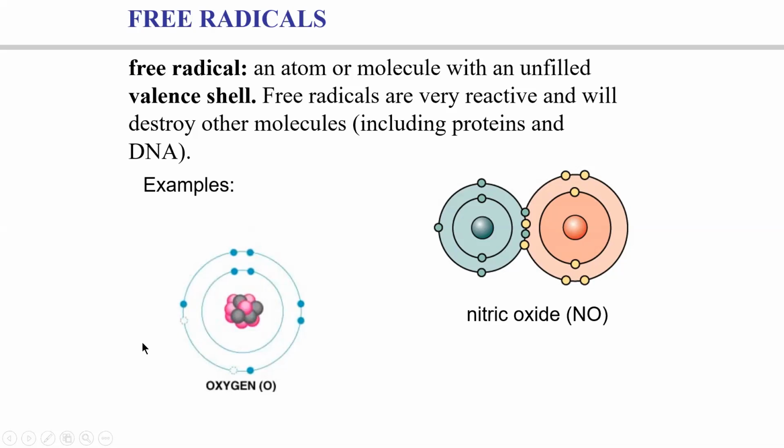So they'll pull electrons from anywhere they can find. When they pull electrons out of molecules, such as proteins and DNA, they can damage those molecules. Here's an example of an oxygen atom that's a free radical. Here's an example of a compound or a molecule with a covalent bond. That double covalent bond, between an oxygen and nitrogen, still didn't manage to fill up the outer shell of the oxygen. So this compound called nitric oxide is still going to be very reactive until it gets a full outer shell.